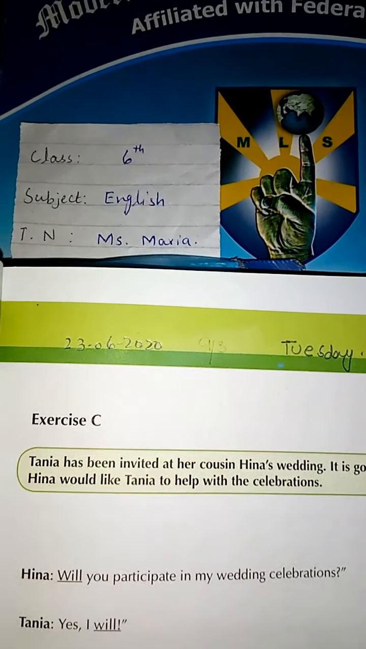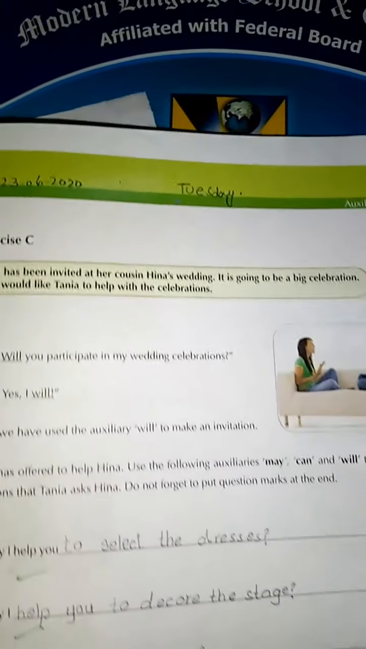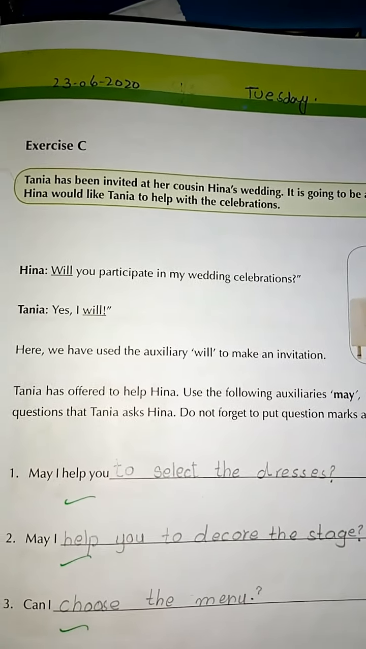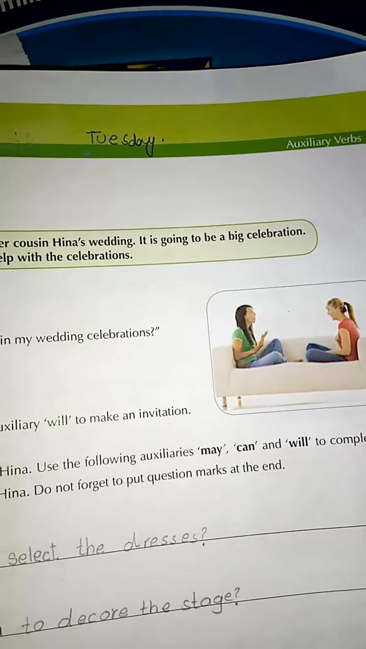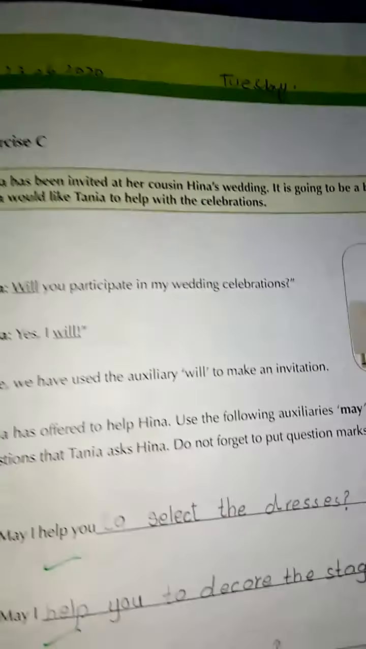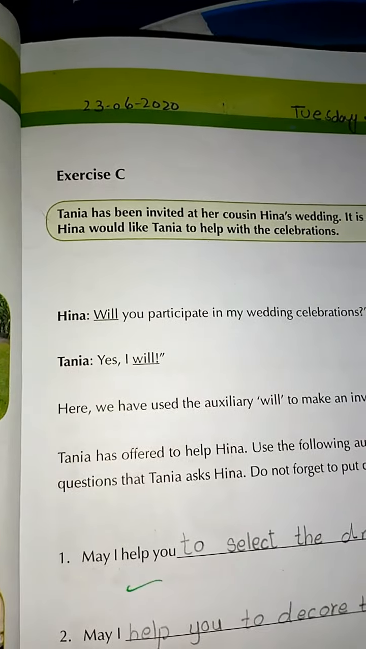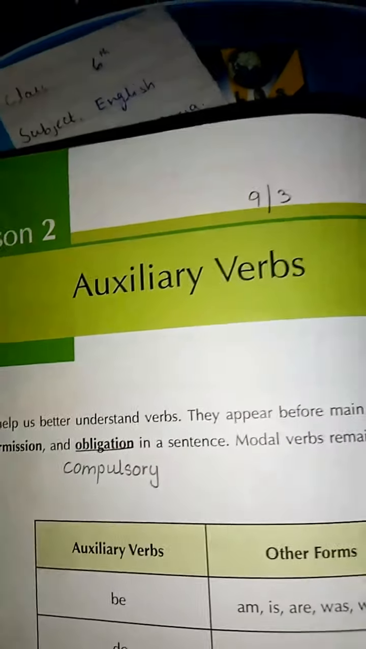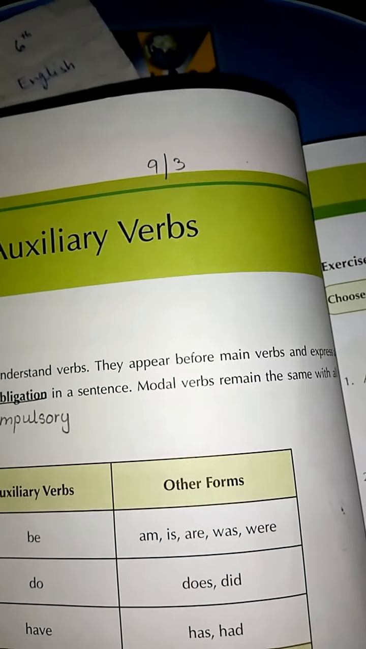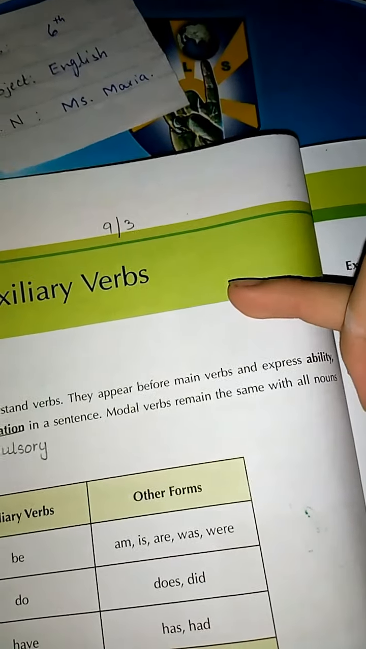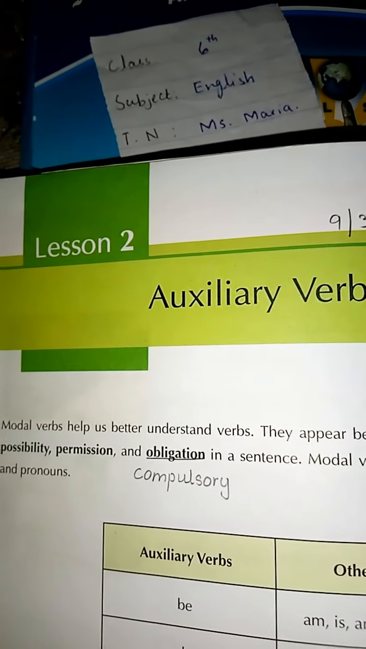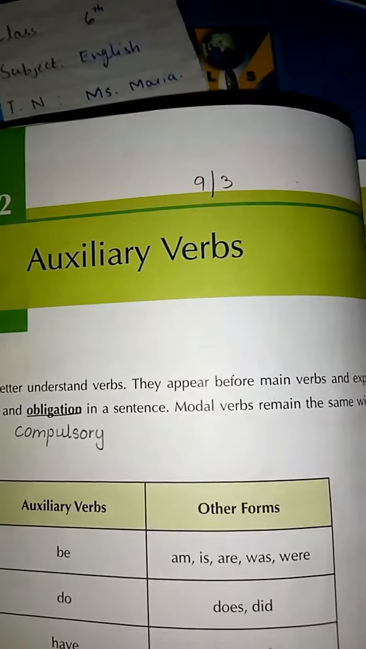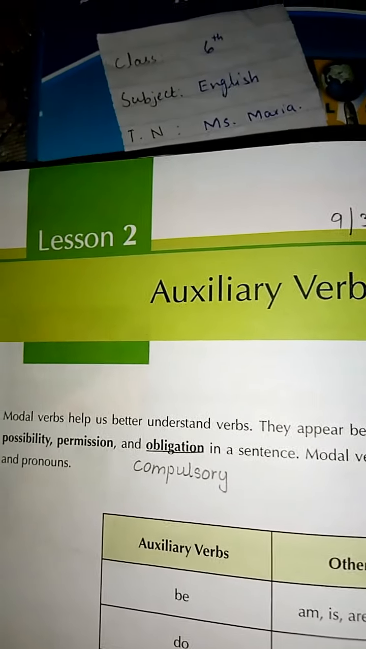This video is for class 6. Students, some of you have told me that you haven't done exercise C of lesson number 2 of your grammar book, and lesson number 2 is auxiliary verbs. As you know, auxiliary verbs are the verbs that help us to better understand the main verbs. They appear before main verbs and express ability, possibility, permission and obligation in a sentence. Modal verbs remain the same with all nouns and pronouns.